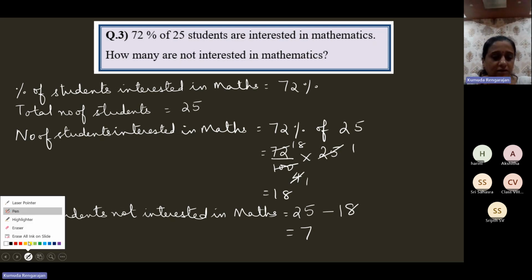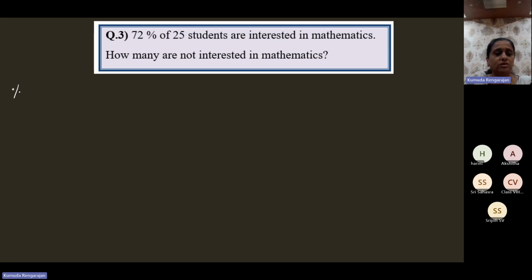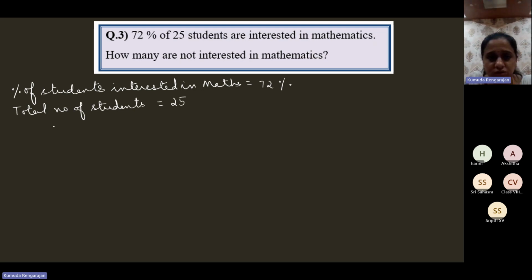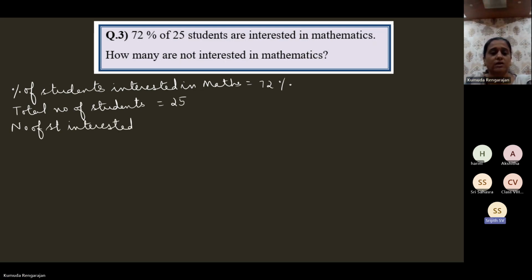Okay, we'll write the same thing again. Tell me, what is the percentage of students interested in mathematics? 72. Interested in maths is equal to 72. What's the total number of students? 25. Correct. Total number of students is equal to 25. Now, how do you find it? We know the percentage of students interested in mathematics, but how would we find the number of students interested in mathematics? 72 percentage of 25. Correct.